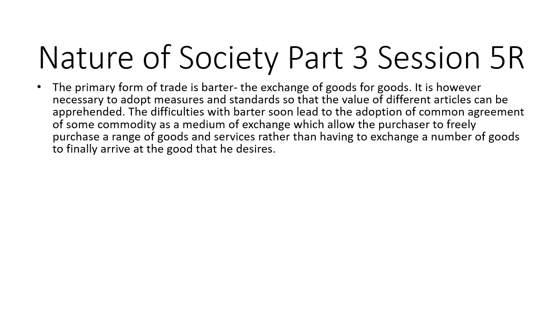The primary form of trade is barter, the exchange of goods for goods. It is, however, necessary to adopt measures and standards so that the value of different articles can be apprehended. The difficulties with barter soon lead to the adoption, by common agreement, of some commodity as a medium of exchange, which allows the purchaser to freely purchase a range of goods and services rather than having to exchange a number of goods to finally arrive at the good that he desires.